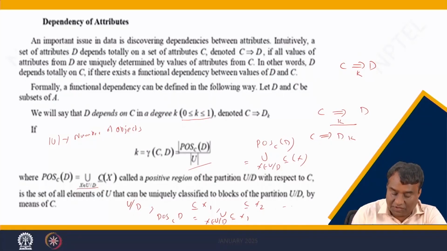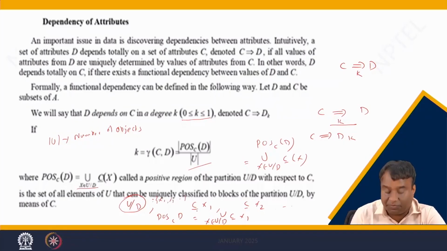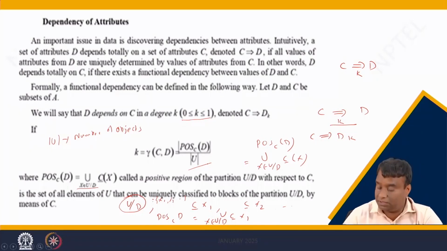The positive region is nothing but the union of all lower approximations of the equivalence classes of U/D. So first of all, we calculate the indiscernibility relations U/D. If the classes are X1, X2, etc., we find all the lower approximations, that is, C lower approximation of X1, C lower approximation of X2, and so on. Then we take the union. That will be the positive region of the partition U/D with respect to C. Then we take the cardinal number of that. In this way we will calculate gamma.